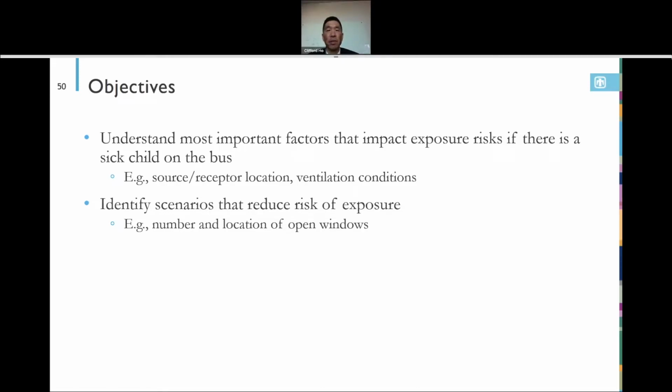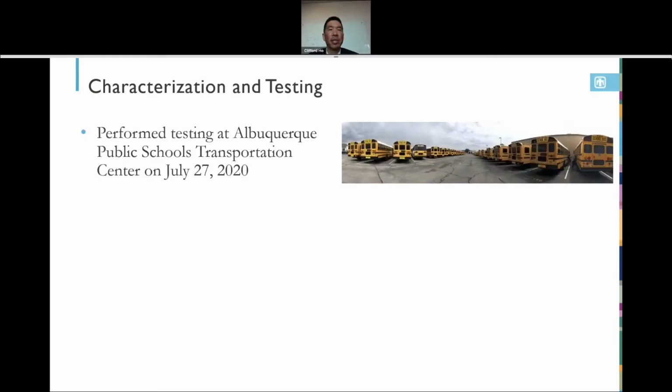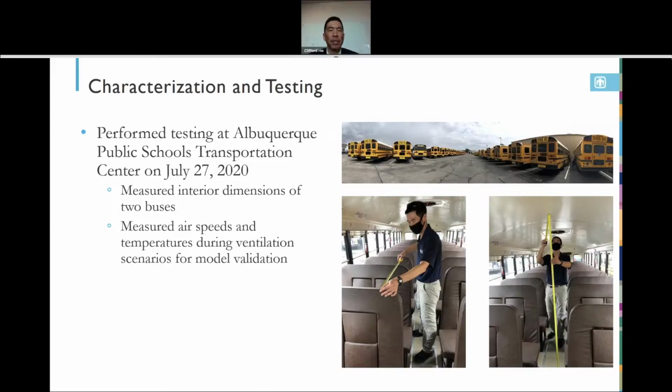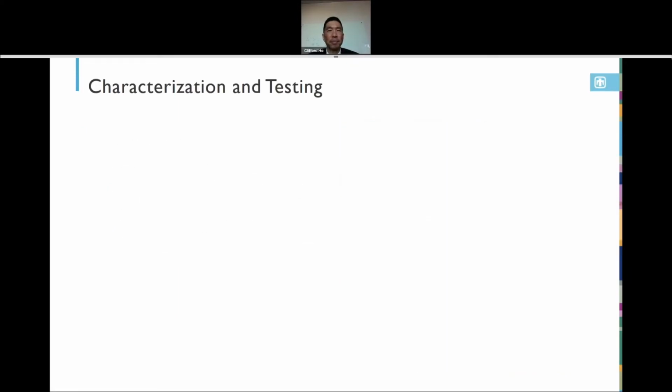What scenarios could reduce the risk of exposures, like number and location of windows to open. So we did some characterization and testing, visited the Albuquerque Public Schools Transportation Center, and we measured interior dimensions of the buses and measured airspeeds and temperatures during ventilation scenarios to validate the models.